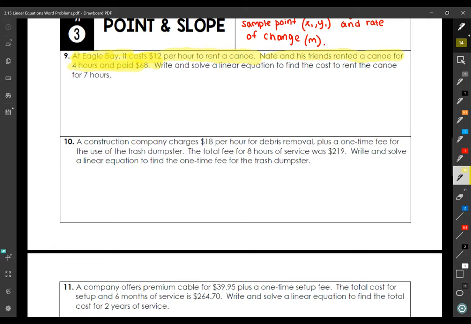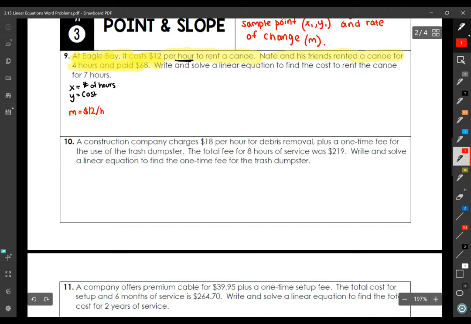Again, we want to define our x and y. X is our independent variable and y is our dependent variable. We're talking about the cost of a canoe, so cost is our dependent. And what affects the cost? The number of hours. And we're also given the rate of change, hopefully you notice that. M is $12 per hour.